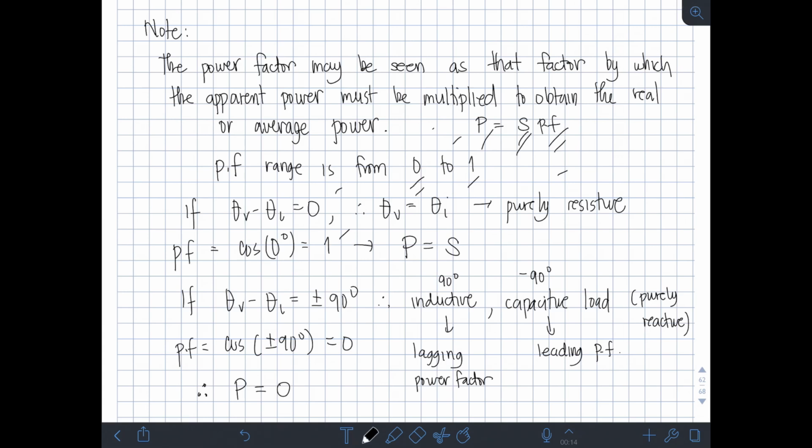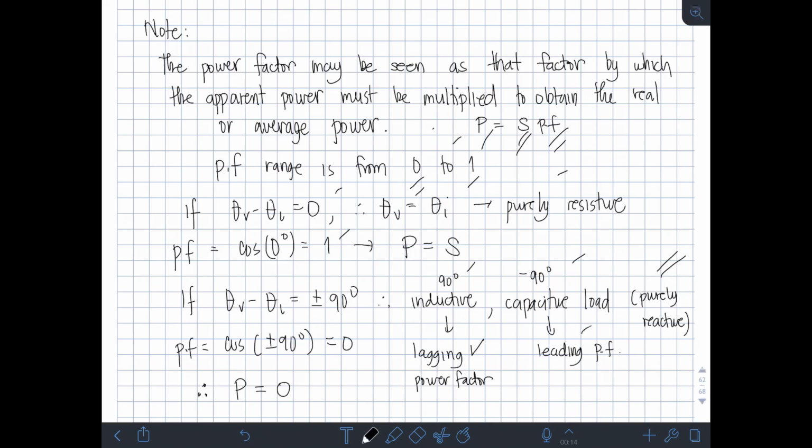Okay? And then, we have also another case if the phase difference or theta V minus theta I is equal to plus minus 90 degree, so purely reactive. So, ibig sabihin, wala tayong resistance, kundi either capacitive or inductive load. So, in this case, kapag positive 90 degree, inductive, or ibig sabihin, yung current natin lags the voltage by 90 degree. So, lagging power factor yung tawag doon. Okay? Kapag negative 90 degree naman, meron tayong capacitive load or yung current natin is nagli-lead sa voltage by 90 degree. Okay? So, meron tayong leading power factor doon.